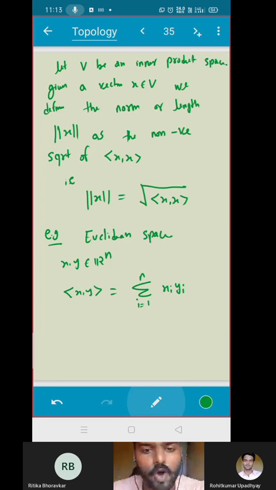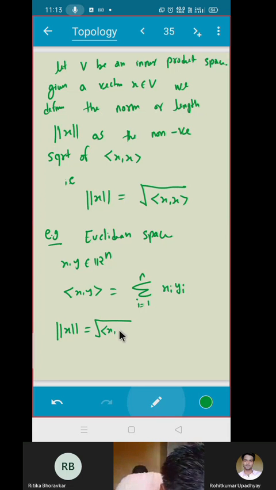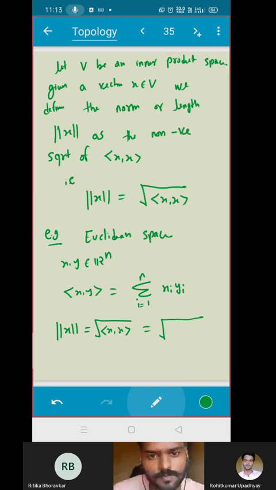Is that clear? So what will be the norm here? Norm x will be the square root of the inner product of x with x. That is, it will be the summation of xi square, i equal to 1 to n, correct?